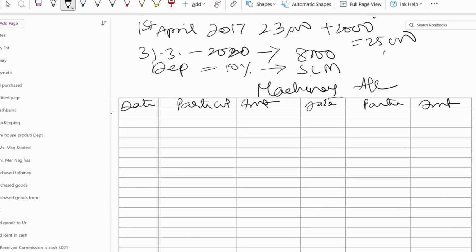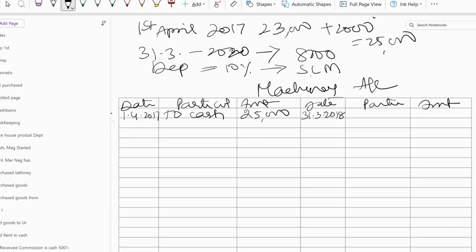Now, when did they purchase? On 1st April 2017. If they purchase, what you'll write? You'll write to cash. To cash is 25,000. Okay. And if they sell, we'll write by cash. If we purchase, we'll write it as to cash. And we used this machinery for complete 1 year. Complete 1 year means 31st March 2018.